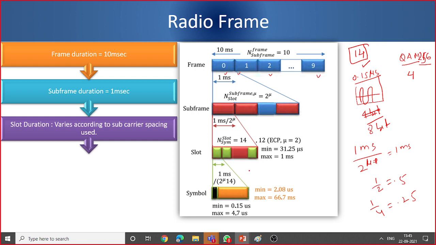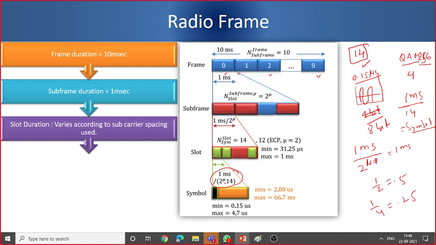So when you have to calculate symbol duration, how do you calculate it? As I said, suppose in 1 millisecond I have 14 symbols, right? So 1 millisecond divided by 14 gives you a symbol duration. But if it is numerology 2, then this 1 millisecond becomes half. So that's why this formula: 1 millisecond divided by 2 to the power mu into 14.